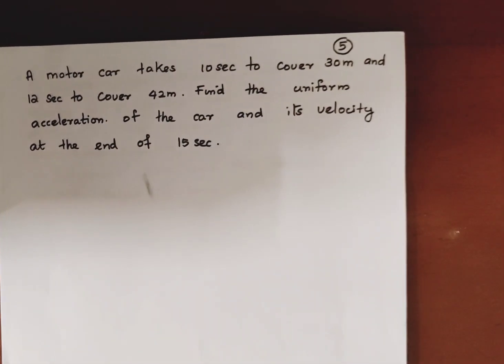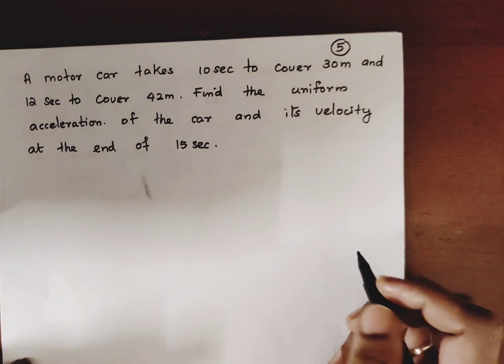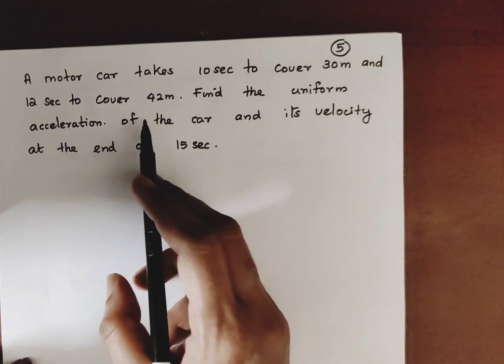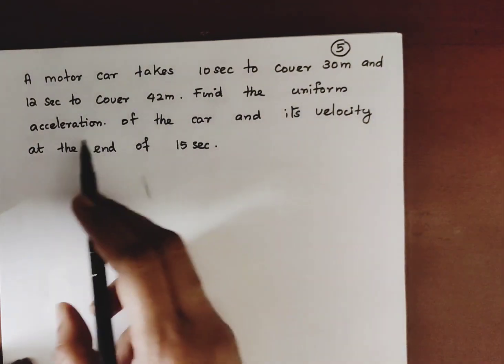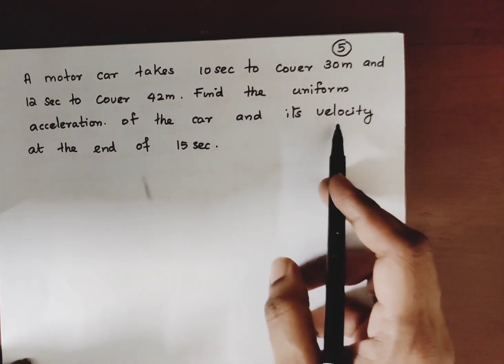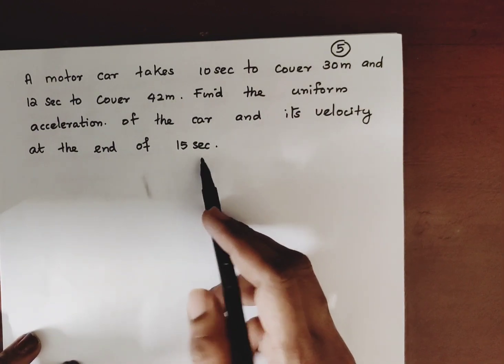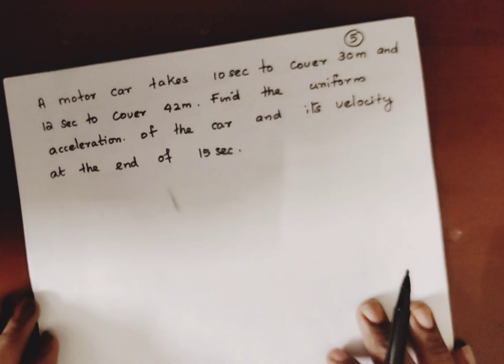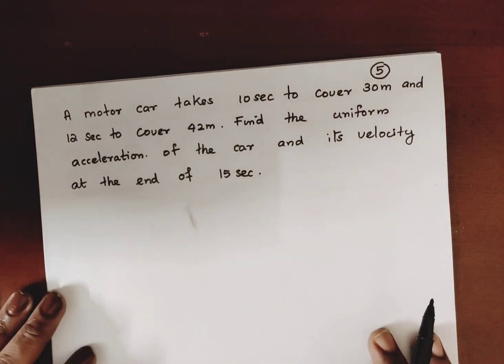So now the next question: a motor car takes 10 seconds to cover 30 meter and 12 seconds to cover 42 meter. Find the uniform acceleration of the car and its velocity at the end of 15 seconds. So here you are given two different situations. A motor car takes 10 seconds to cover 30 meter, that is the first case. Second case, it takes 12 seconds to cover 42 meter. You have to calculate the acceleration and the velocity at the end of 15 seconds.